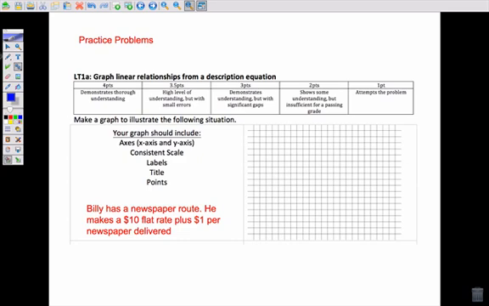So here's, very similar to the test, here's a new situation. Billy has a new paper route. He makes $10 flat rate plus $1 per newspaper delivered. So go ahead and pause the video, work on this problem, and then when you're ready to check your solution, unpause.